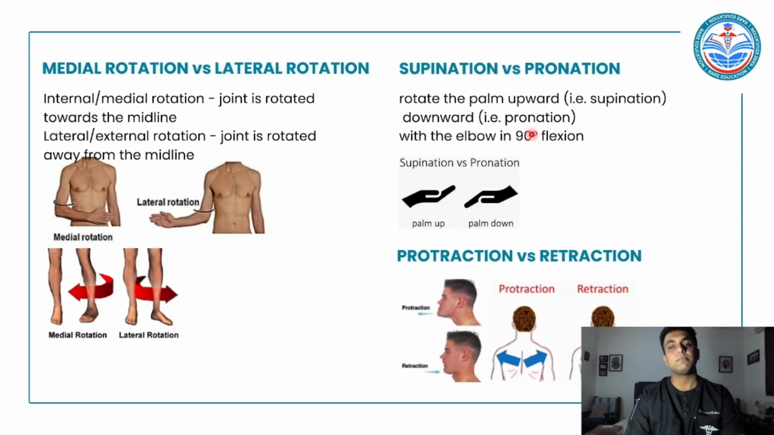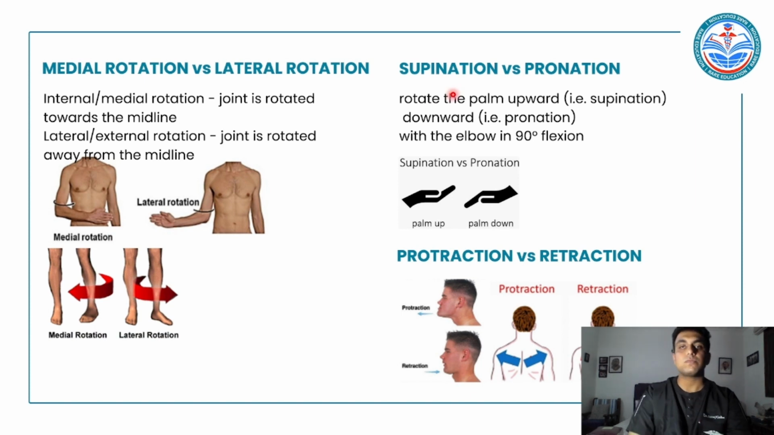Now, medial and lateral rotation. Medial rotation is also called internal rotation. Basically, when the joint is rotated towards the midline, look at this beautiful diagram. The hand is coming towards the midline. It is called medial or internal rotation. When it is going outwards or opposite, it is called lateral or external rotation. Can happen down in the feet as well.